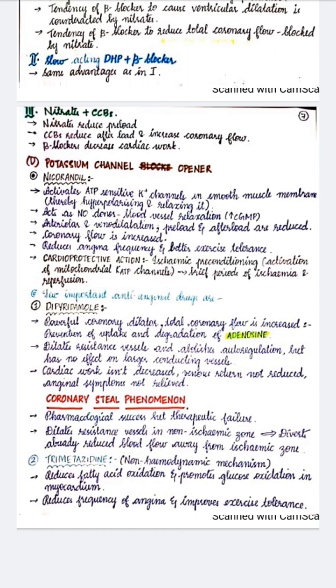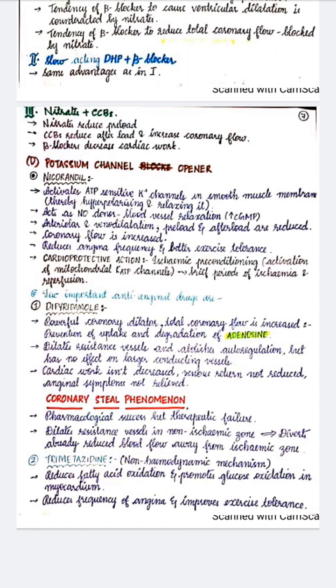Now there are few important anti-anginal drugs apart from the given classification, that is dipyridamole and trimetazidine. Dipyridamole, it is a powerful coronary dilator. The total coronary flow is increased. Prevention of uptake and degradation of adenosine is what results in increased coronary flow. Dilates the resistance vessels and abolishes the autoregulation, but it has no effect on the large coronary arteries.